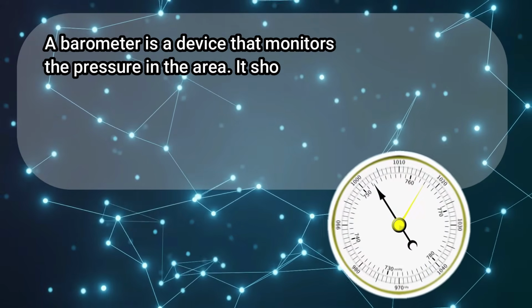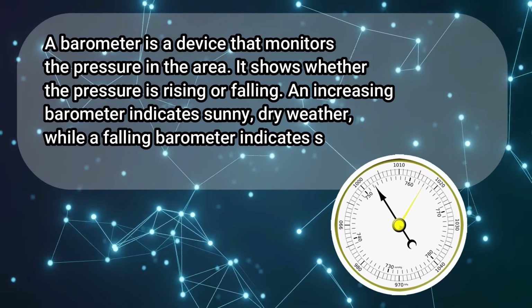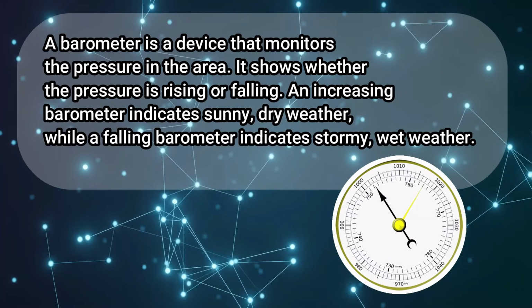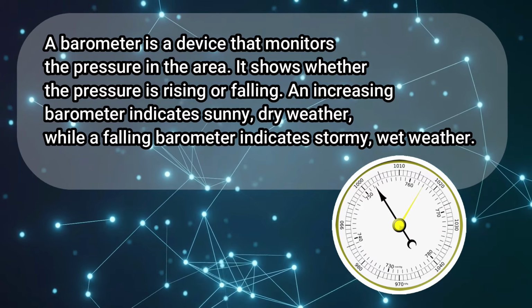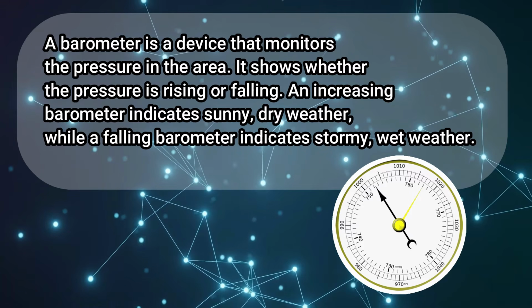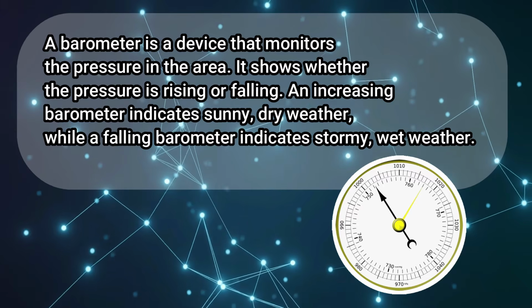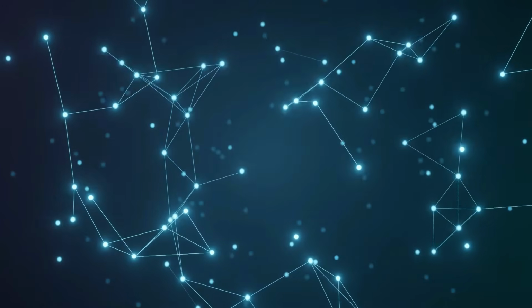A barometer is a device that monitors the pressure in the area. It shows whether the pressure is rising or falling. An increasing barometer indicates sunny, dry weather, while a falling barometer indicates stormy or wet weather.